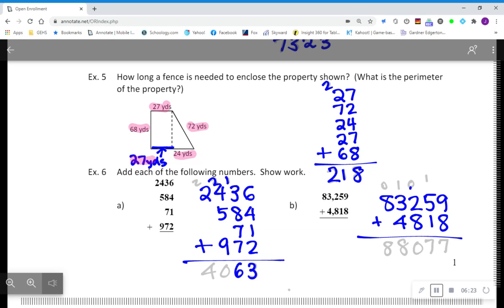All right, and then we're going to go 6 and 5 is 11. 11 and 9 is 20. And finally, 2 and 2, the carry mark plus the 2 that was in the original problem there in the thousands column is 4,000. So our answer is 4,063.